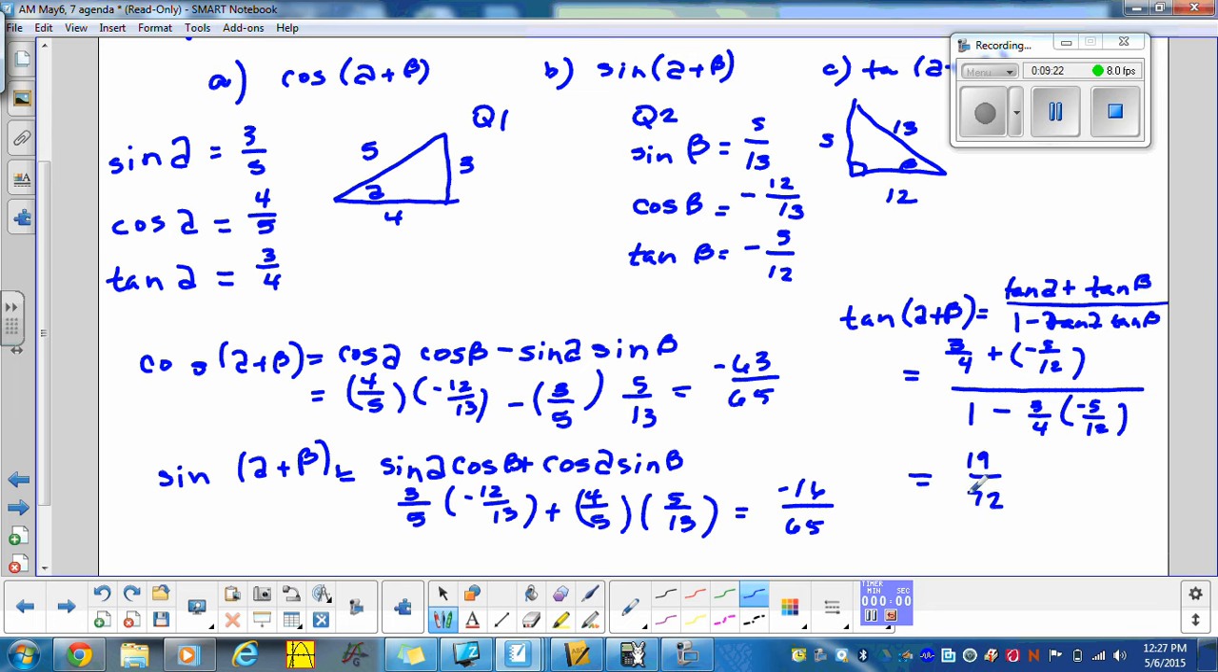Okay, so you can see that with the use of our trig functions and with the sum and difference formulas, we can find the exact value of many of these. And so now you're going to practice a couple more.